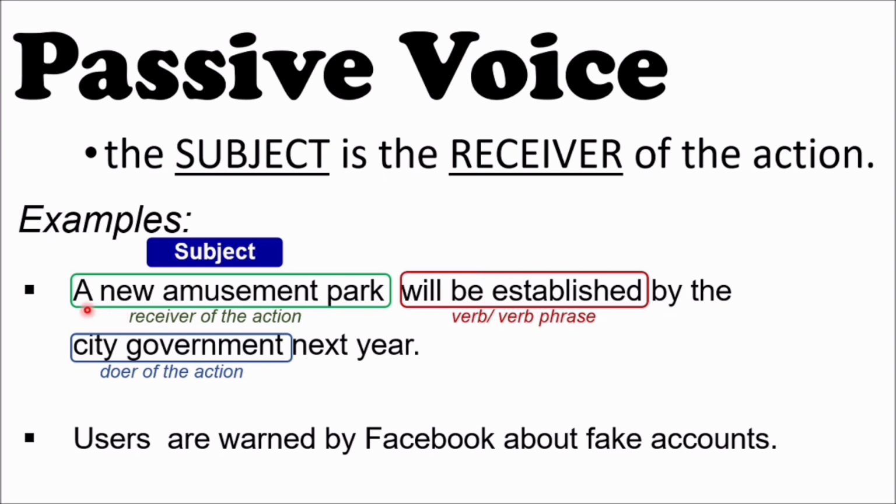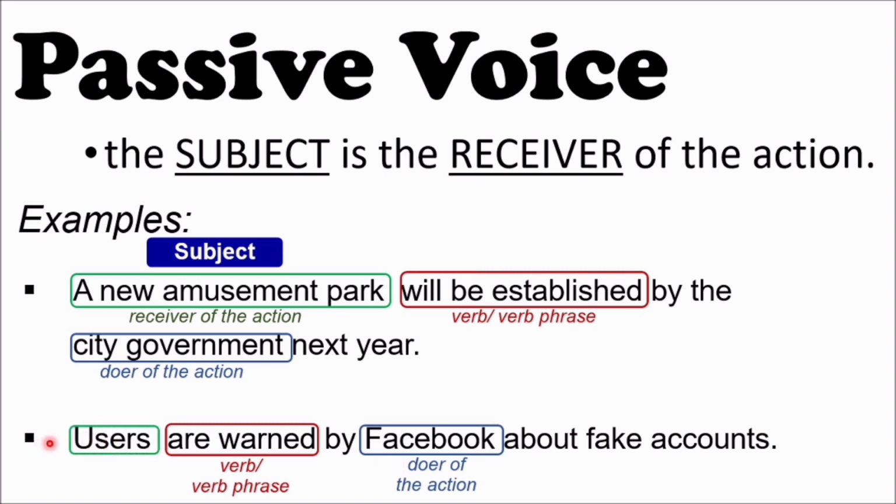Okay? Now let's go to the second one. Users are warned by Facebook about fake accounts. In this case, are warned is now the verb phrase in the sentence. Okay? Still, who is performing the action? Facebook, the Facebook management, the group of people behind Facebook. So this is the doer of the action. And we know since a while back that the word users is actually the receiver of the action. This time, look again. The doer of the action appeared right after the preposition by.